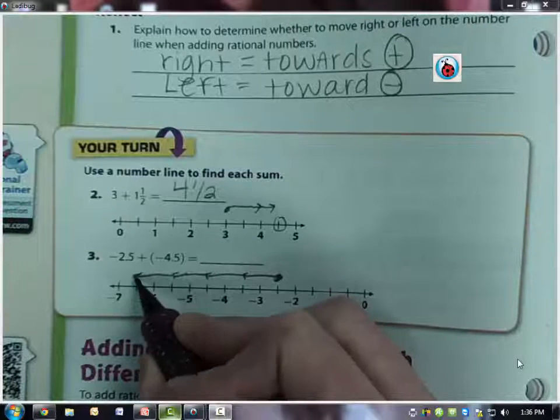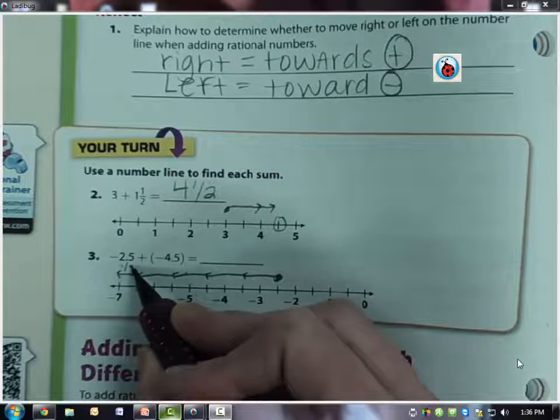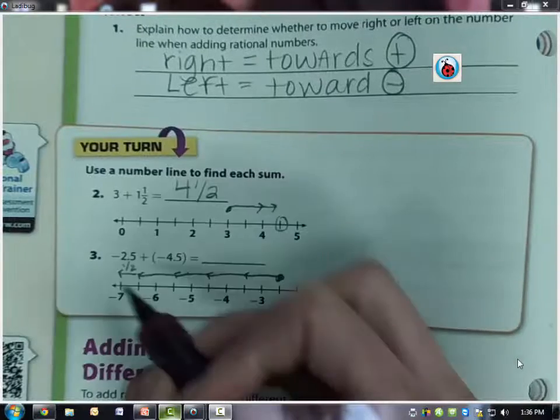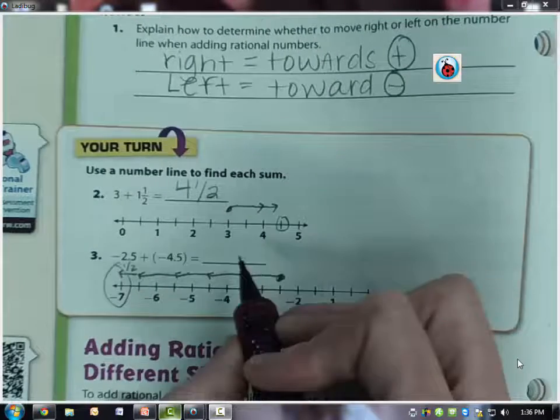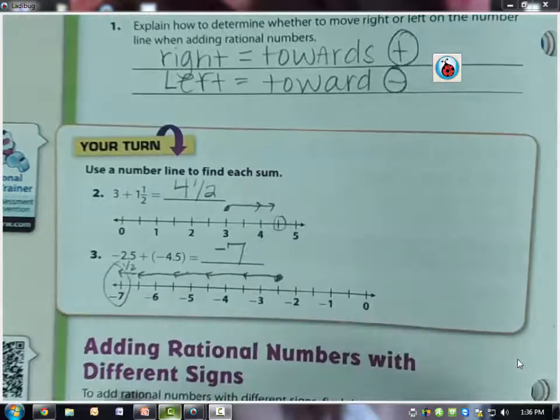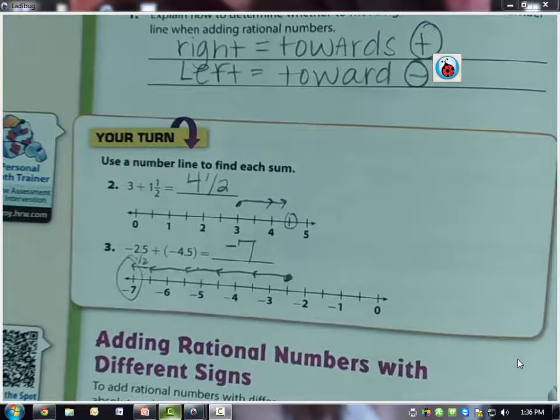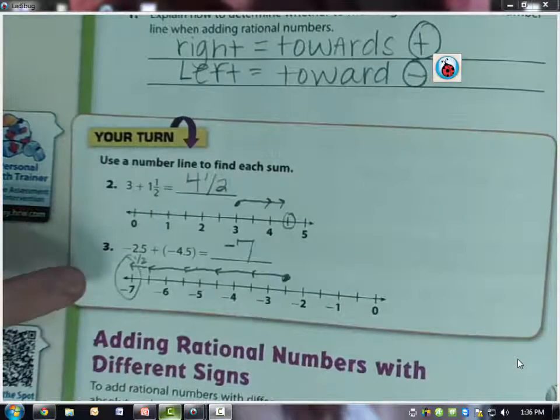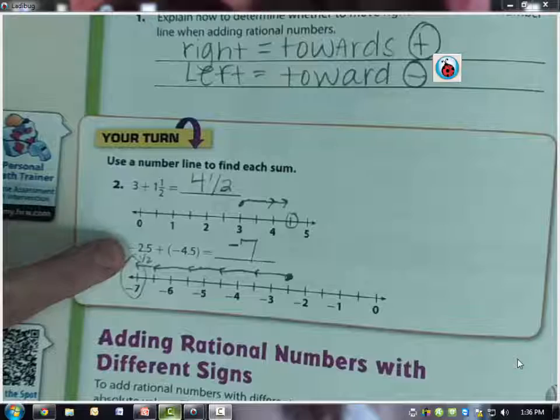Okay? So then where am I landing at? Good. -7. Now, number line should help you, of course, when you're adding integers, but if you did it without the number line at first, then that's fine too, because we already know these rules. Alright, moving on.